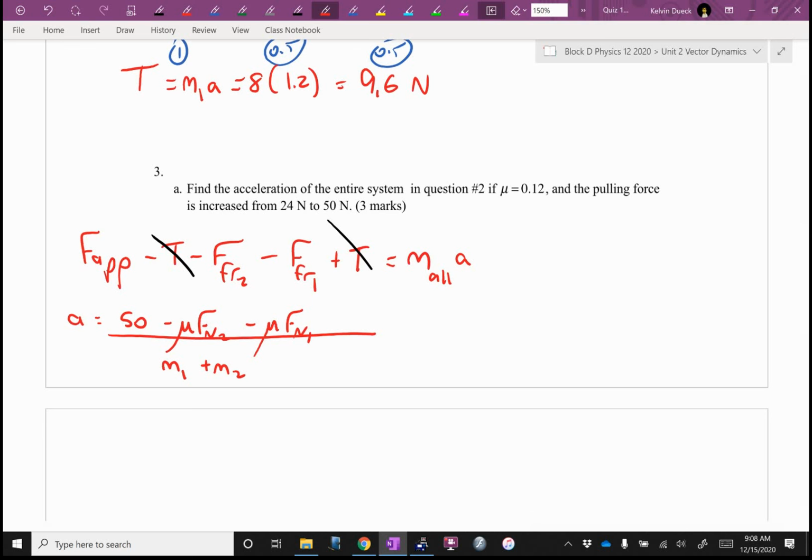M2G, yes? So I don't want to rewrite all this, so I'm just going to cross that out and put a little M2G there, and M1G. And this is where M2 and M1 show up. They show up if we introduce friction, but since they're not along the rope, they won't show up otherwise.